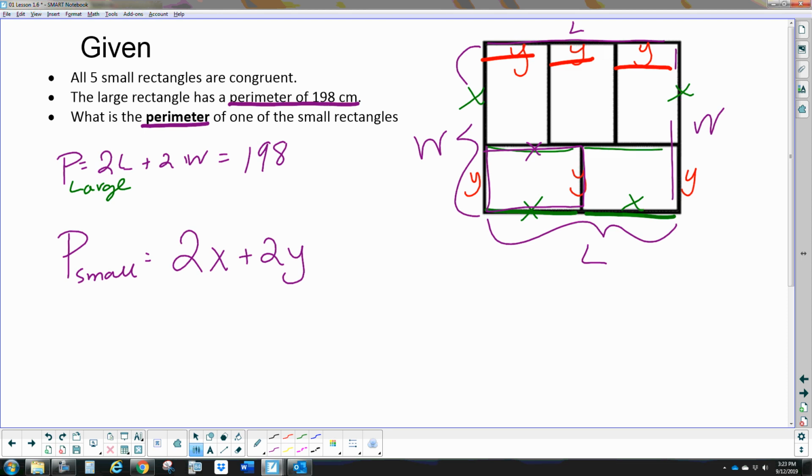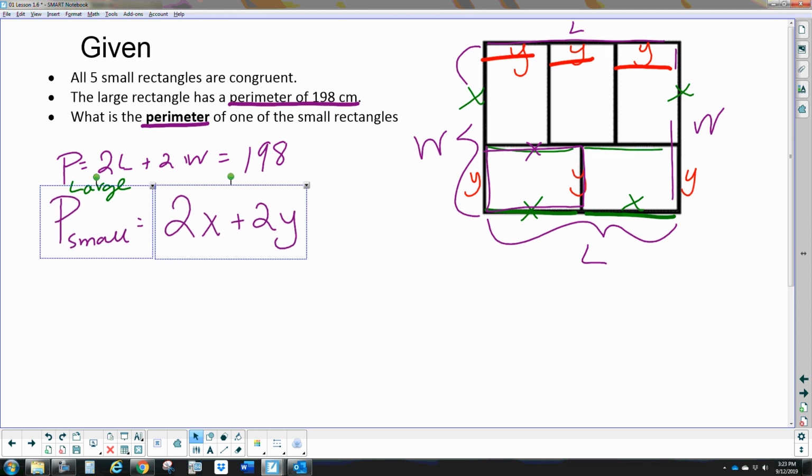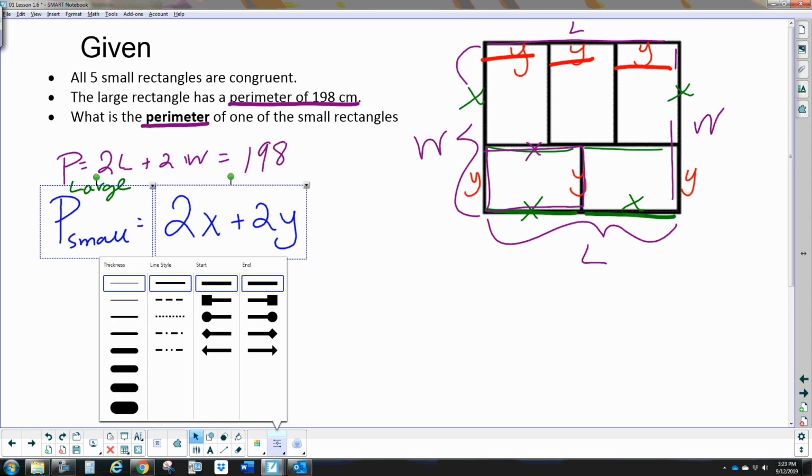Now, in order to find the perimeter of my small rectangle, that's the question, what's the perimeter of the small rectangle? I need to know what x and y are. So I'm going to use something from algebra called a system of equations. I have 2 variables, so I'm going to need 2 equations. Well, I'm going to look at what I know.